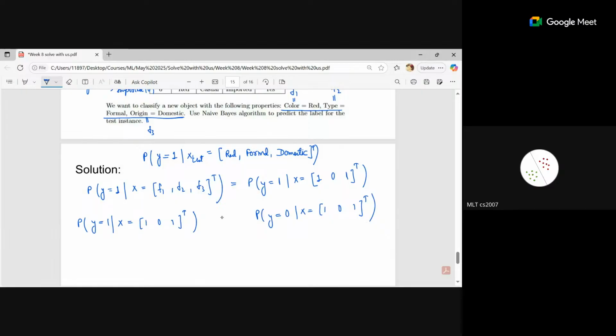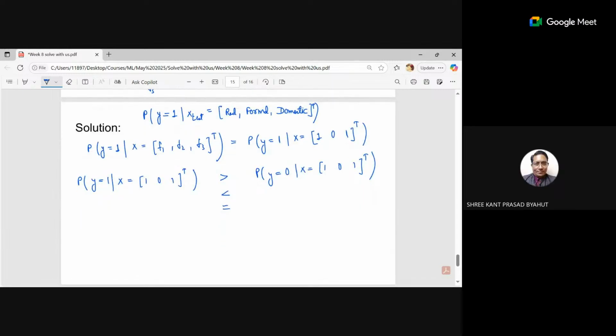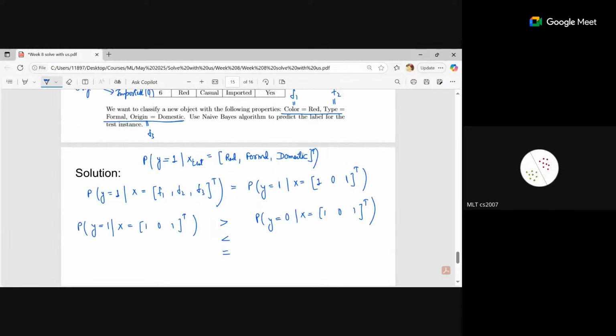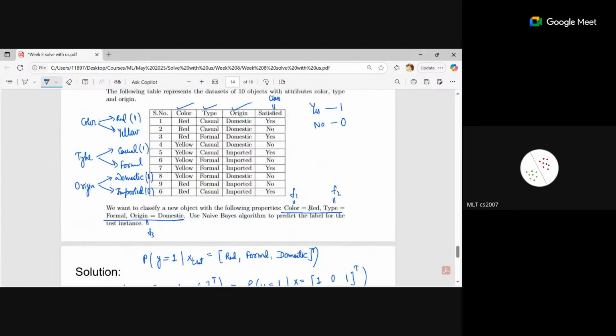Whether it is greater than, less than, or equal to, you need to figure out. So what I have done is, since all these features, which are color, type, and origin, are also binary, I can code them as 1, 0.